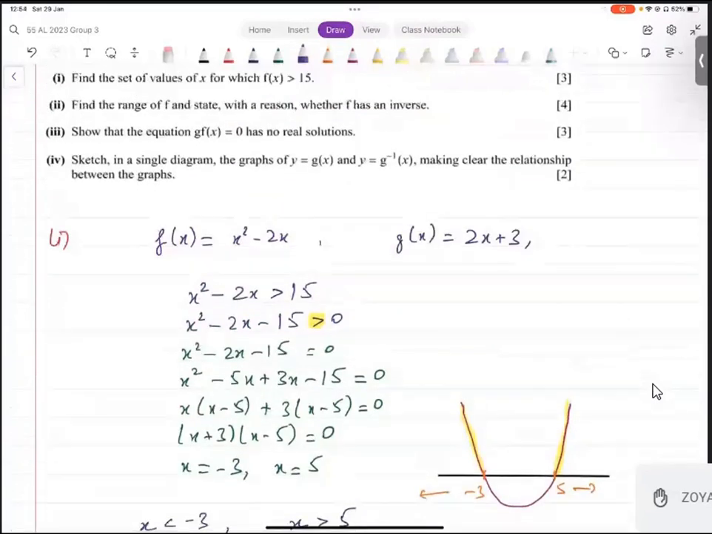Okay. Any problems with this? Any problems? No, sir.